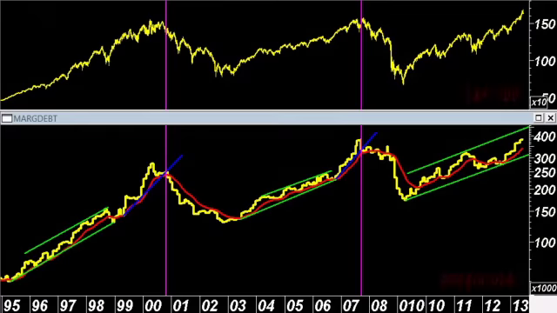As we see, margin debt is the yellow line here, and we have the S&P 500 up on the top. You can see that since 2009, margin debt has been in this nice rising channel, and it recently exceeded the peak that we saw in 2007, issuing a bunch of warnings from analysts on Wall Street.